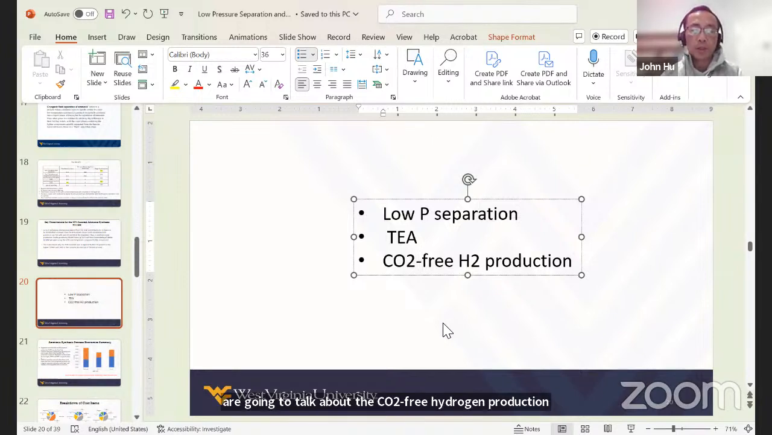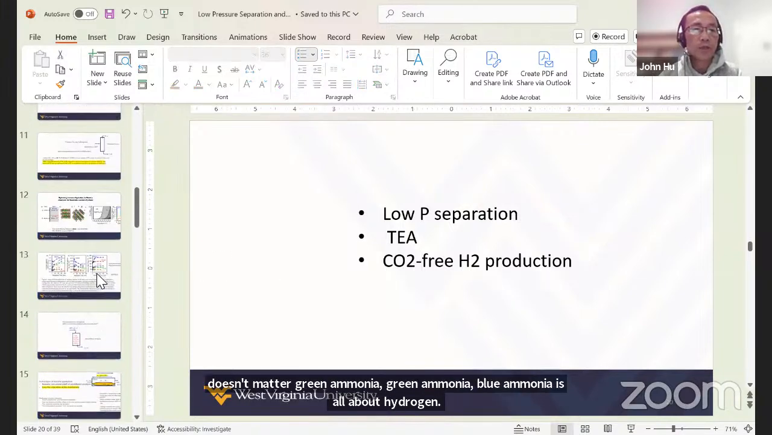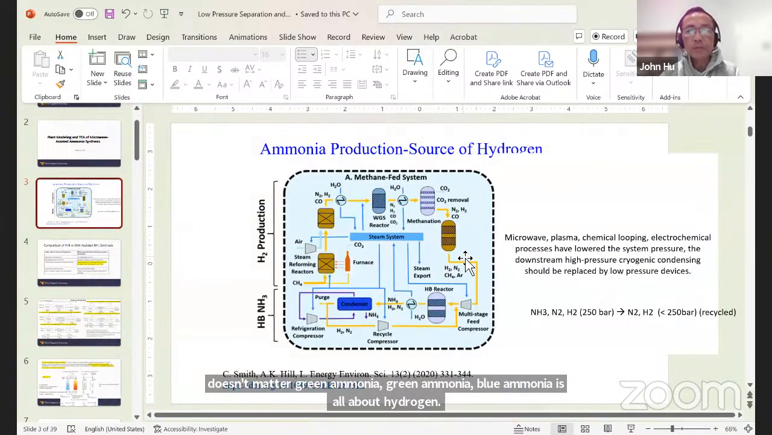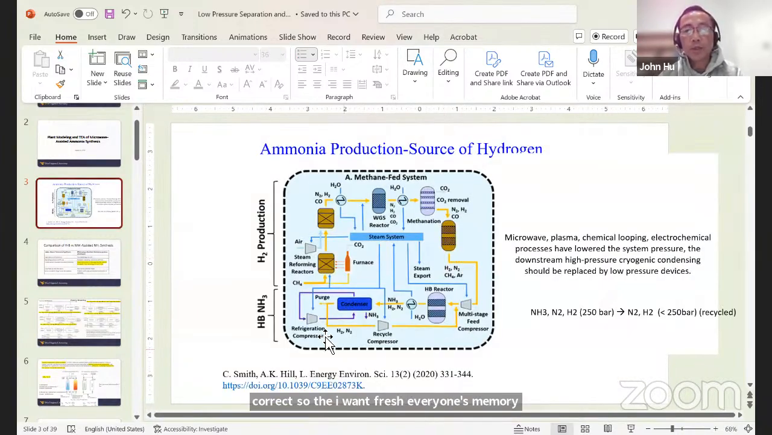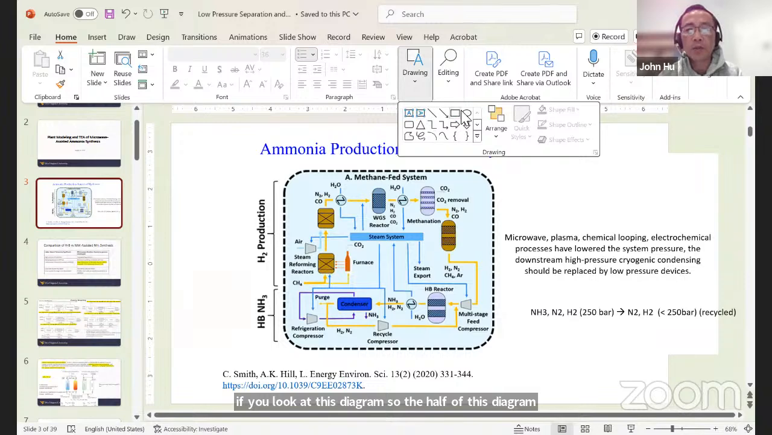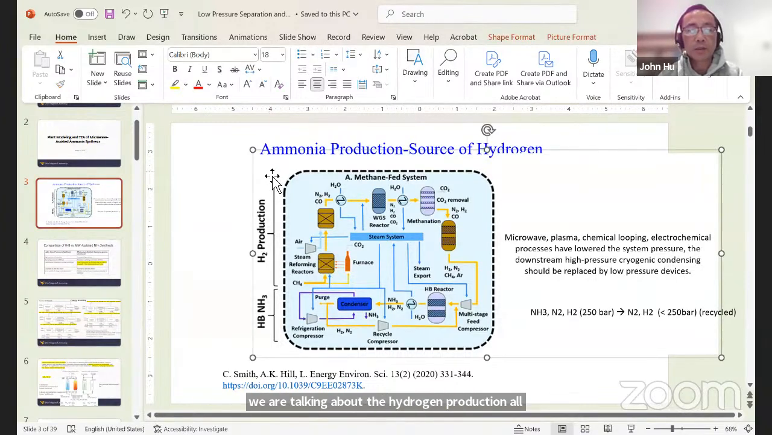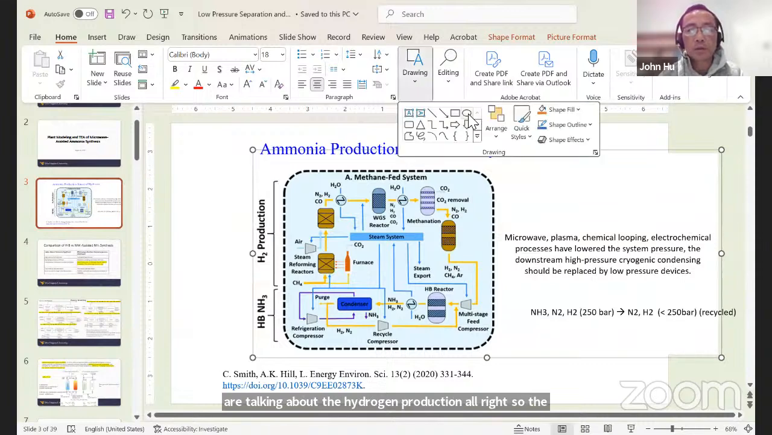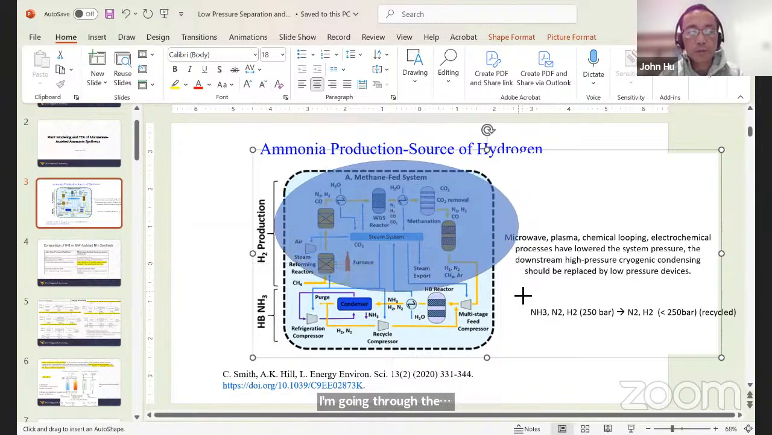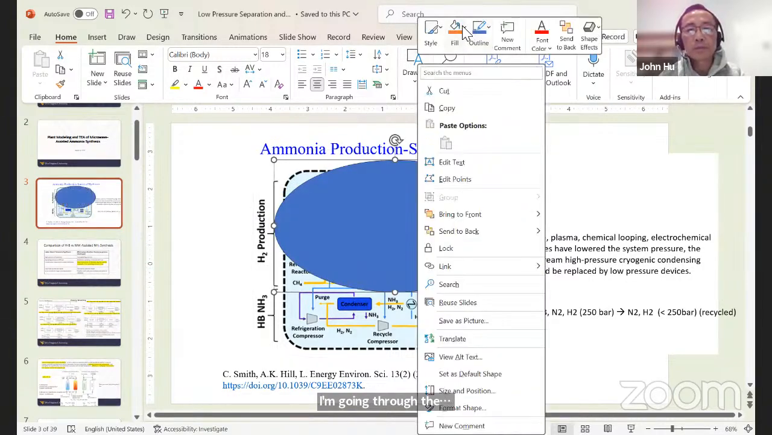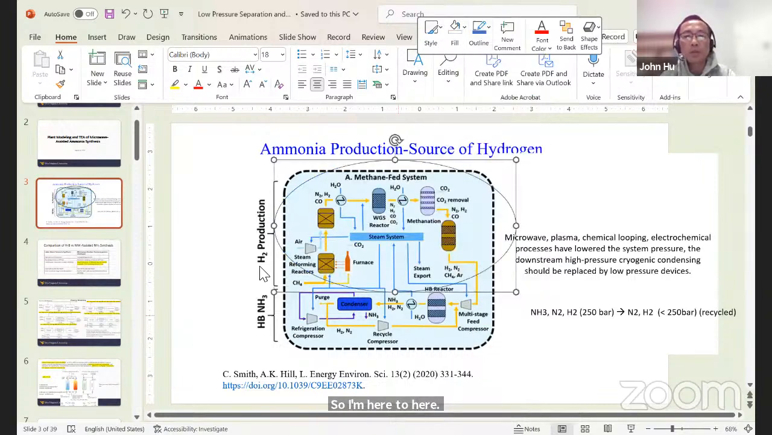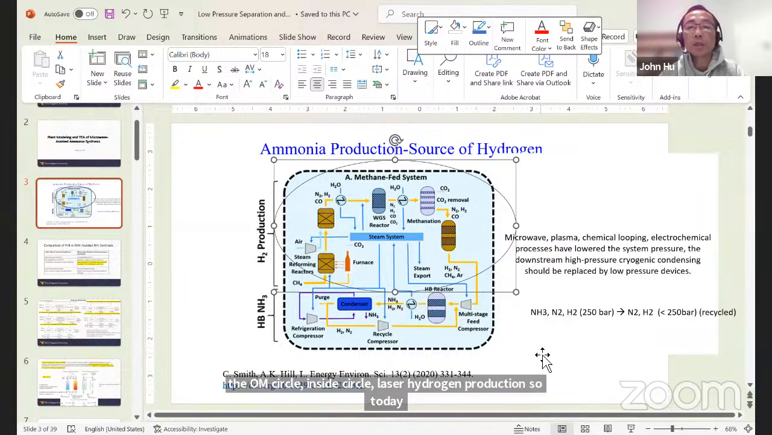We all know ammonia production. It doesn't matter green ammonia, blue ammonia. It's all about hydrogen, correct? So I want to refresh everyone's memory. If you look at this diagram, the half of this diagram, we are talking about the hydrogen production, from here to here. So the orange circle, inside circle, these are hydrogen production. So today there will be two sessions talking about the hydrogen.